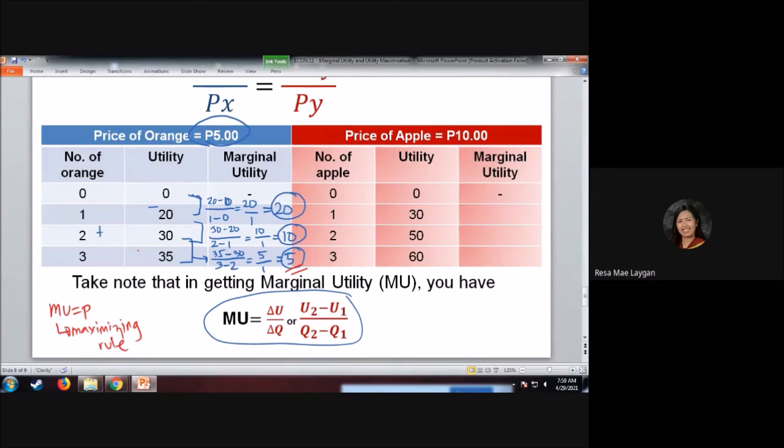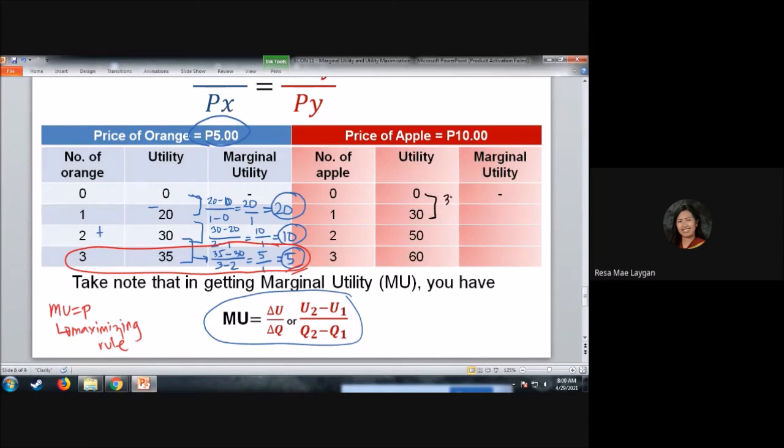So, you have to choose 3 oranges. Okay? 3 oranges. You have to buy 3 oranges. This is where you can maximize. So, now let's proceed with the apples. So, here we are going to calculate the marginal utility, the same with the process on how we get the marginal utility for orange.